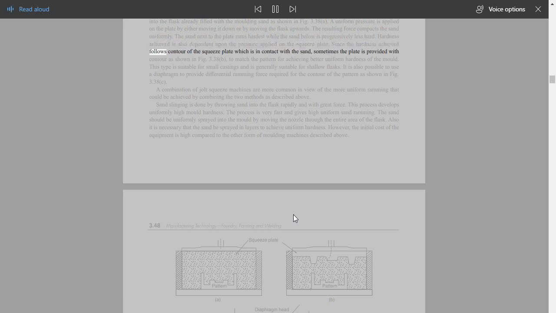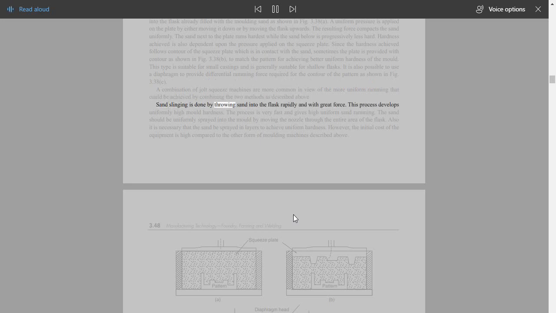Since the hardness achieved follows the contour of the squeeze plate which is in contact with the sand, sometimes the plate is provided with contour as shown in Fig. 3.38b to match the pattern for achieving better uniform hardness of the mold. This type is suitable for small castings and is generally suitable for shallow flasks. It is also possible to use a diaphragm to provide differential ramming force required for the contour of the pattern, as shown in Fig. 3.38c. A combination of jolt squeeze machines are more common in view of the more uniform ramming that could be achieved by combining the two methods as described above.